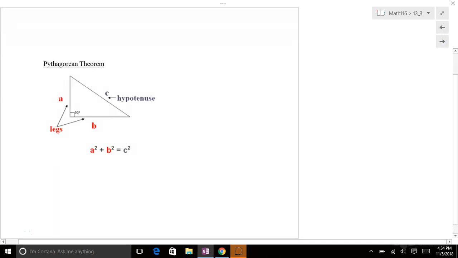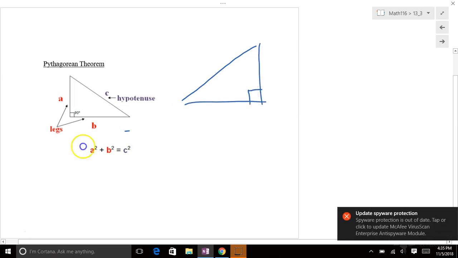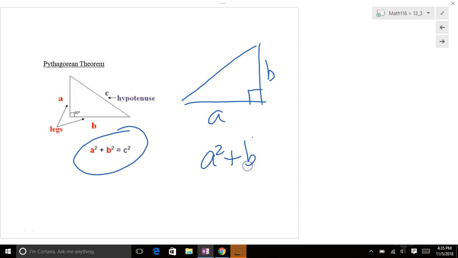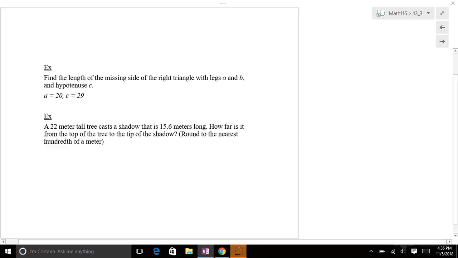Just to remind you, anytime you have any triangle with a 90-degree angle in it, the relationship is the square of that leg plus the square of the other leg. So the summation of the squares of the legs equals c squared. Remember, c is the hypotenuse, which is opposite the 90-degree angle, and it equals the square of the hypotenuse. So a squared plus b squared equals c squared. Don't forget that most important theorem in all of mathematics.